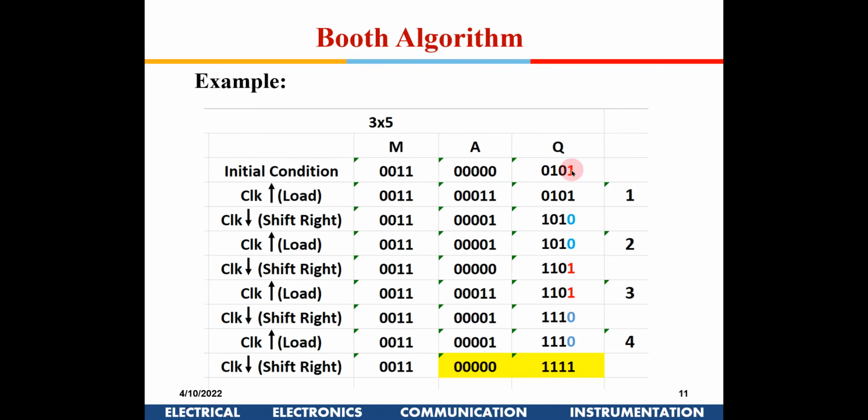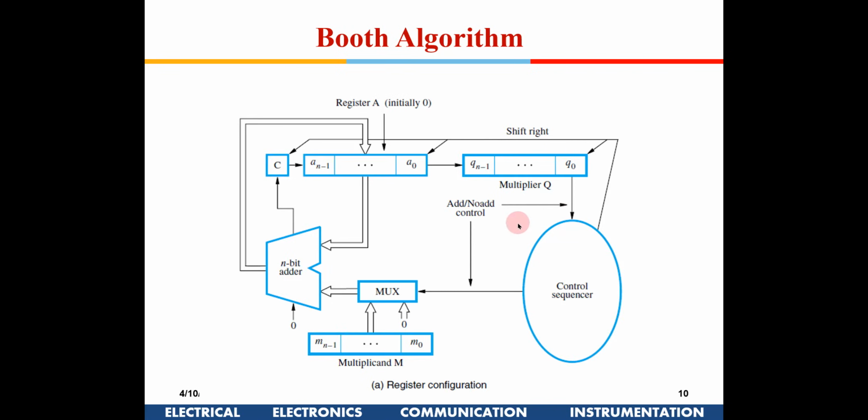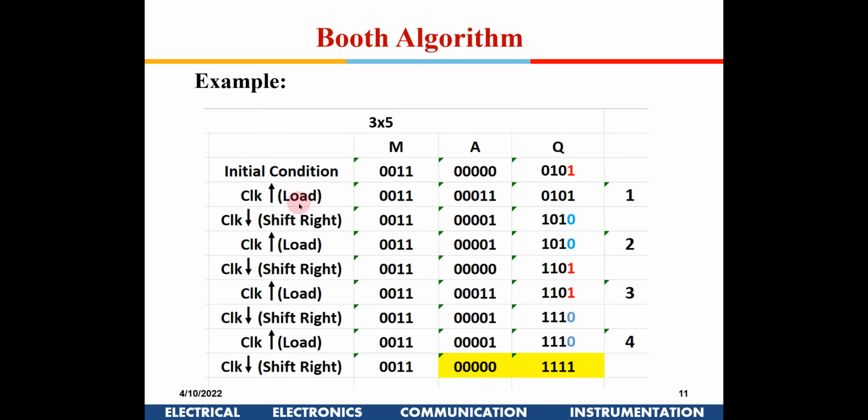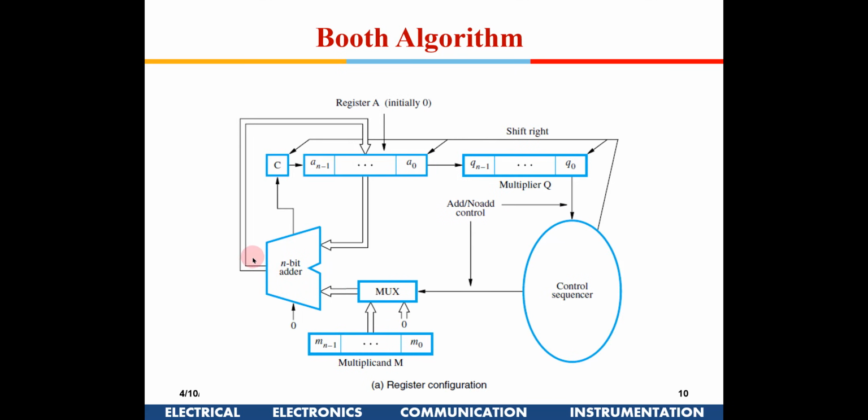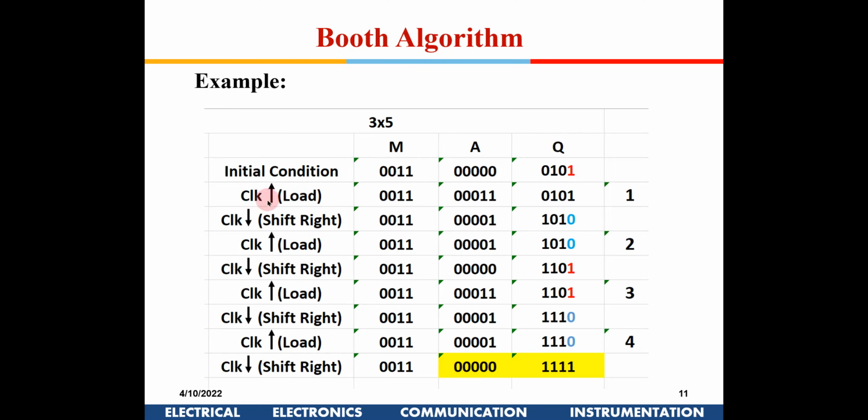So if you see here, we are going to sample this first bit. This is 1. That means this is 1 out here. So in the n bit adder, this multiplexer is going to put this multiplicand, not 0. If it is 0, it will add 0. Since it is 1, it is going to add the multiplicand. So during the positive edge of the clock, this added data is already available here, and that will be loaded into this register. So during the positive edge of the clock, this M has been added to A, and it gets loaded into the A. So 0 0 0 1 1.